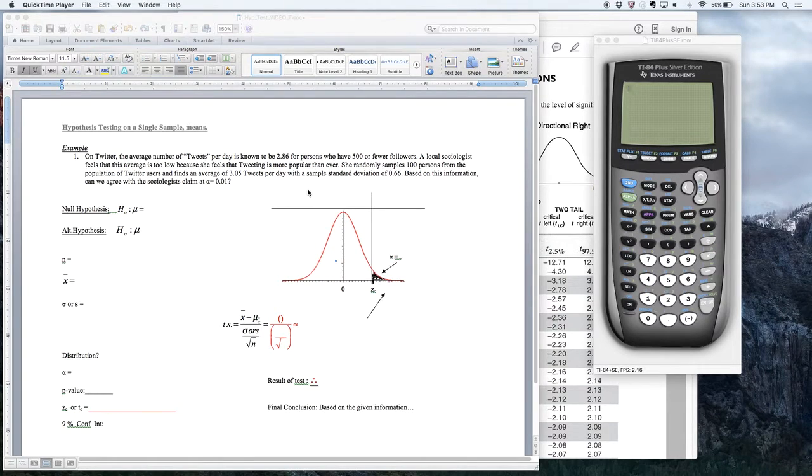Okay, so what I plan to do in this video is show you how to run through a hypothesis testing question for the population mean using the t distribution. I believe this example is the t distribution problem. The process for using the normal distribution in z-scores would be exactly the same thing.